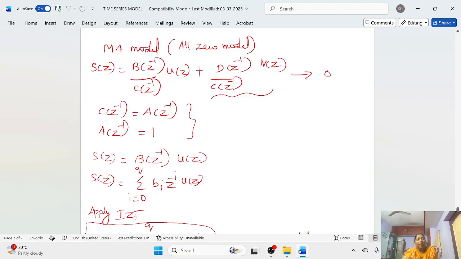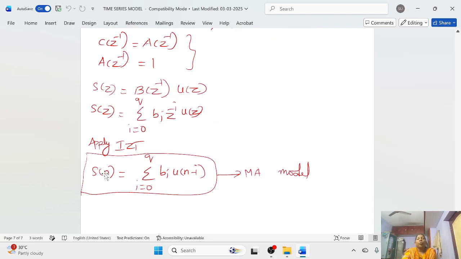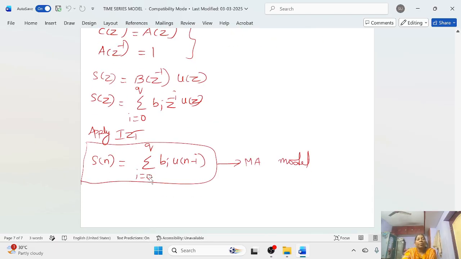So in that case, we don't have any denominator coefficients. We have only the numerator coefficients. Now, S of Z is equal to B of Z inverse into U of Z. Now you expand or define the operator. If you define the operator, it is summation i equal to 0 to Q, B_i Z to the power minus i, U of Z. When you apply the inverse Z transform, you get S of n equal to summation i equal to 0 to Q, B_i U of n minus i. So this is the MA model transfer function.